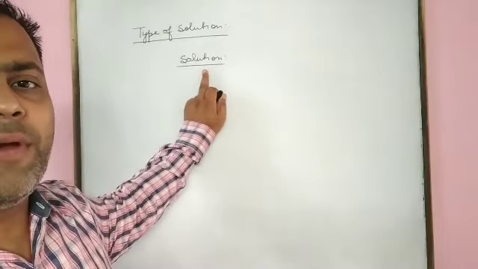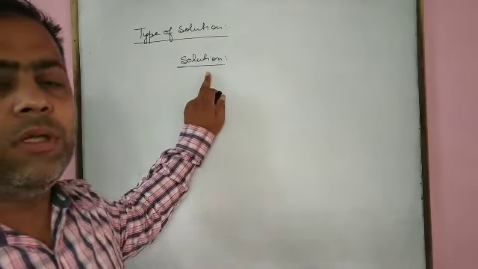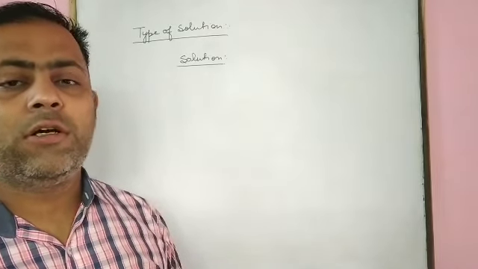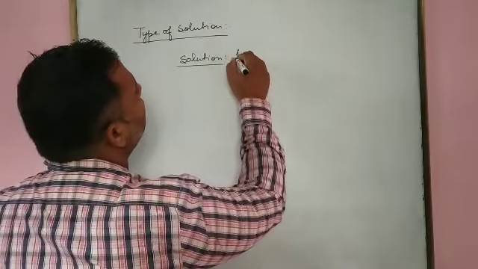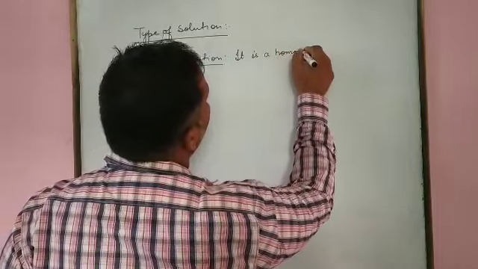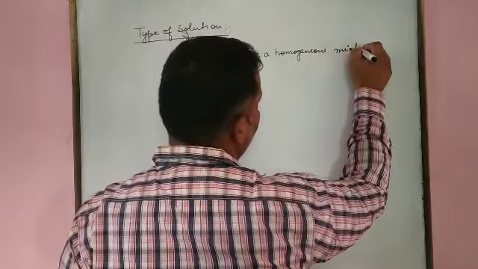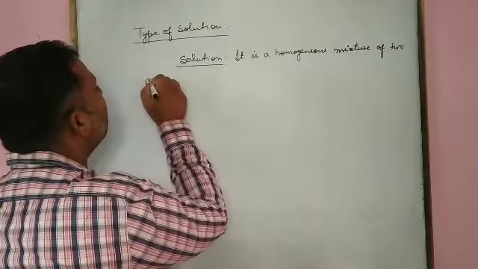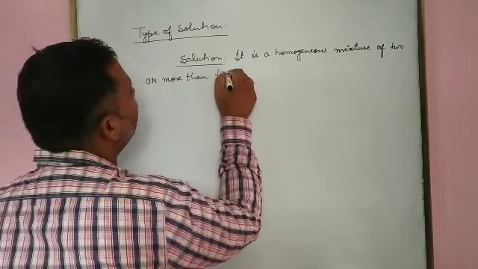How can we define solution? The solution is a homogeneous mixture. Homo means the distribution is uniform throughout the mixture, that is why it is termed as homogeneous mixture. Let us discuss solution. It is a homogeneous mixture of two or more than two components.